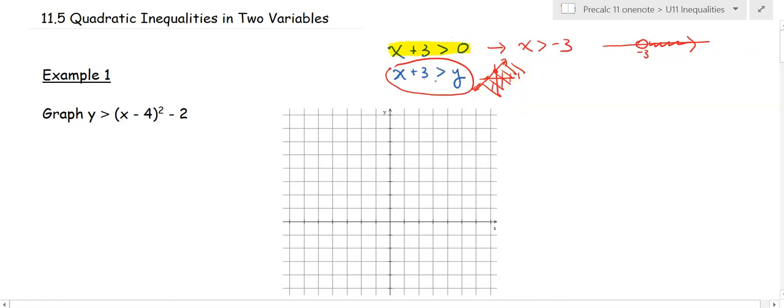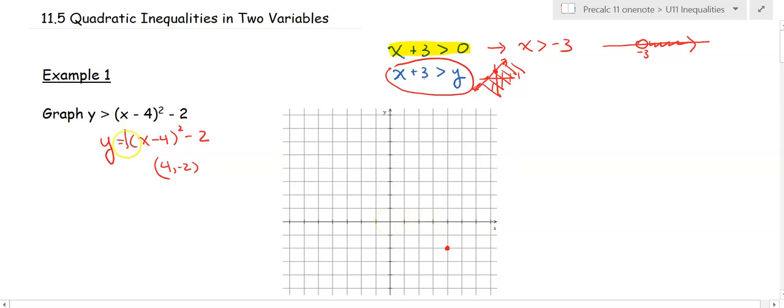Okay? So here we are with our quadratic inequality. So we have a power of 2, so this is a parabola. If I change this greater than to equal, we have a parabola that is in vertex form. So I can see my vertex is 4, -2. So I can plot my vertex, 4, -2. My a value is 1, so it opens up.